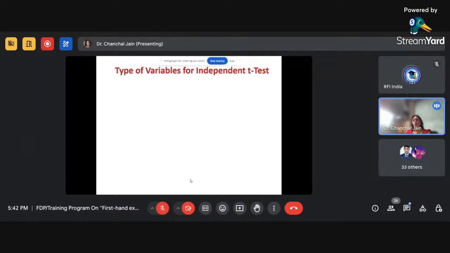So when I talk about t-tests, generally a t-test is used for finding the mean difference, right? Whether it is a one sample, or independent samples, or paired samples, in all the cases, we are interested in finding the mean difference, right?